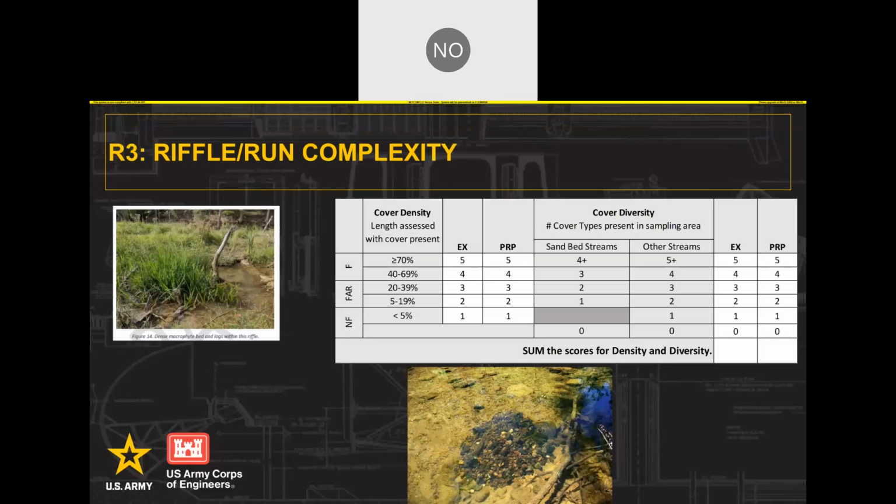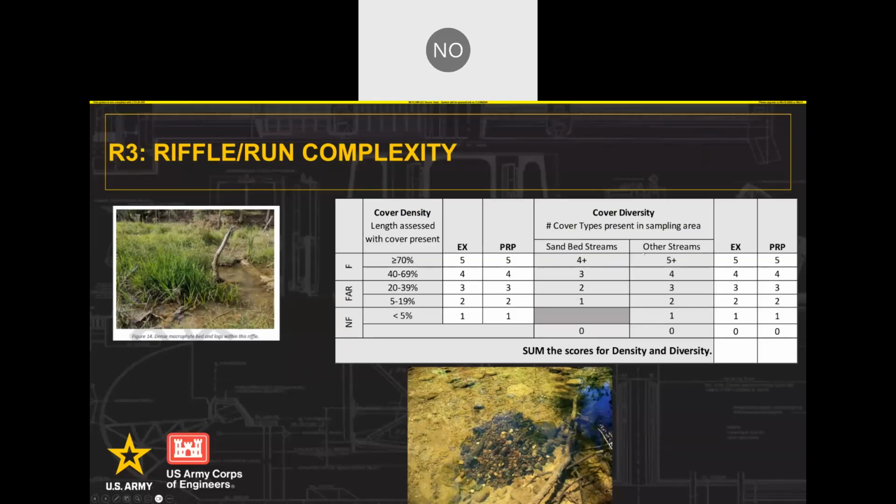So this is the scoring sheet for your riffle run complexity. You have your percent cover density, so the percentage length of your stream that has a cover feature within that cross section versus the total length. So greater than 70% or so is outstanding. 40 to 70% is pretty good. Then 20 to 40% functioning at risk. 5 to 19 and less than 5% is not good.